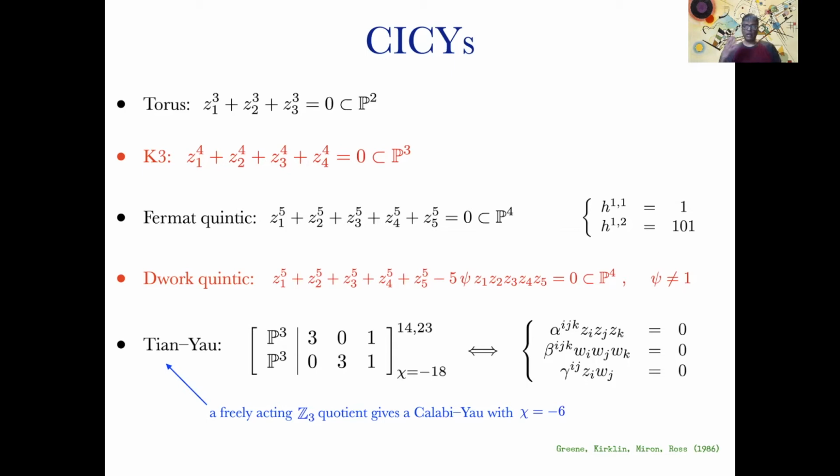We'll in addition look at the Tian-Yau manifold. The Tian-Yau manifold is realized in terms of equations in P3 cross P3. This is interesting because firstly, h11 for this manifold is bigger than 1, and secondly, it has a history in string phenomenology. A freely acting Z3 quotient on this manifold gives a Calabi-Yau with chi equals -6, and some of the first string model building happened on this space.